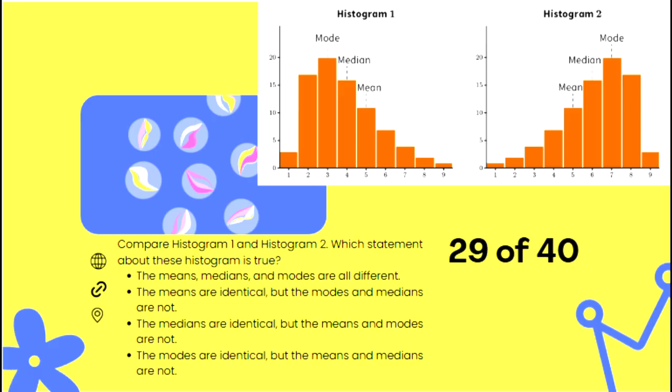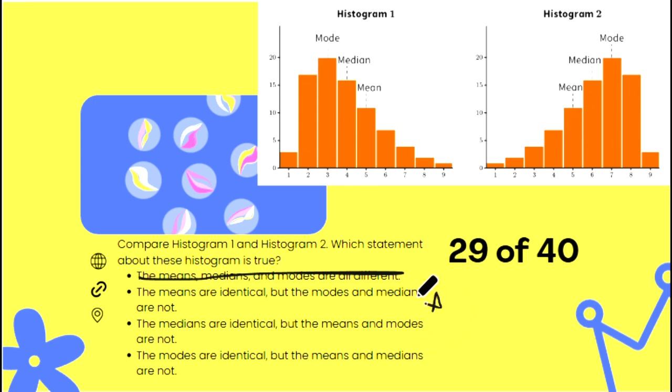Compare histogram 1 and histogram 2. Which statement about these histograms is true? The means, medians, and modes are all different. So mode 3, median 4, mean 5; mean 5, median 6, mode 7. Okay, so the means, they were the same. The means are identical, mean 5, but the modes and medians are not.